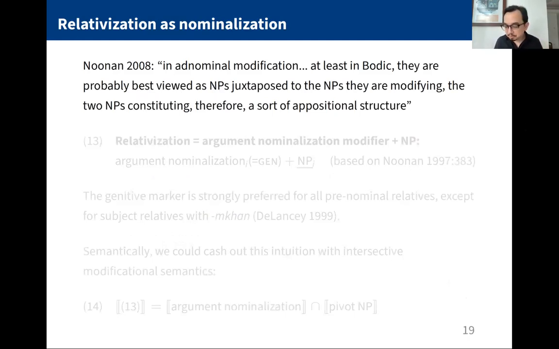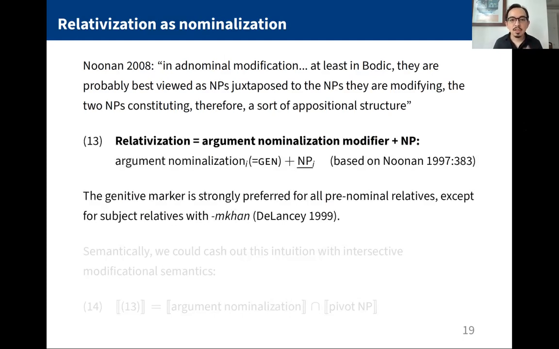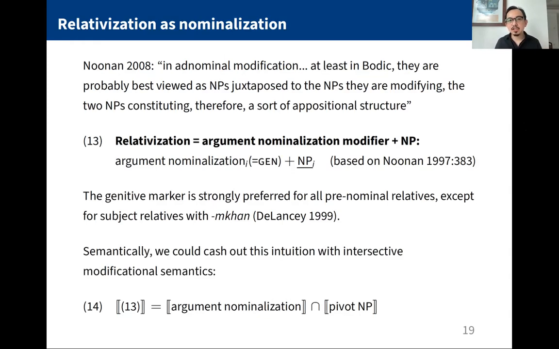Just to spell this out a little further, this is a hypothesis that has been widely adopted and has been very influential in Tibeto-Burman linguistics, that in adnominal modification, at least in Bodic, that is Tibetic languages, they are probably best viewed as NPs juxtaposed to the NPs they are modifying, the two NPs constituting therefore a kind of appositional structure. So schematically, again, this is an argument nominalization together with a noun phrase. And very often there's a genitive linker that appears in between in Tibetan, but as well as in many related languages. And semantically, we can easily cash this out with intersective modificational semantics, right? So if we take the set of what Pima made, think of those things, and think of the set of dumplings, and we intersect them, then our referent that we are describing with the description, the momo that Pima made, is going to be that resulting intersective set. So this seems like a very nice story.